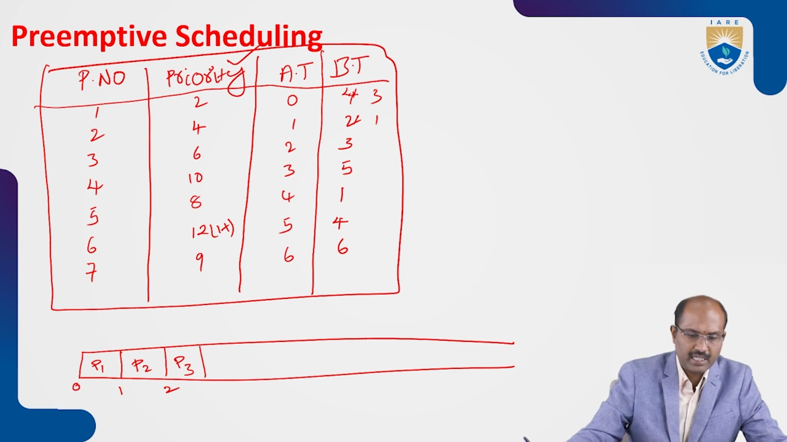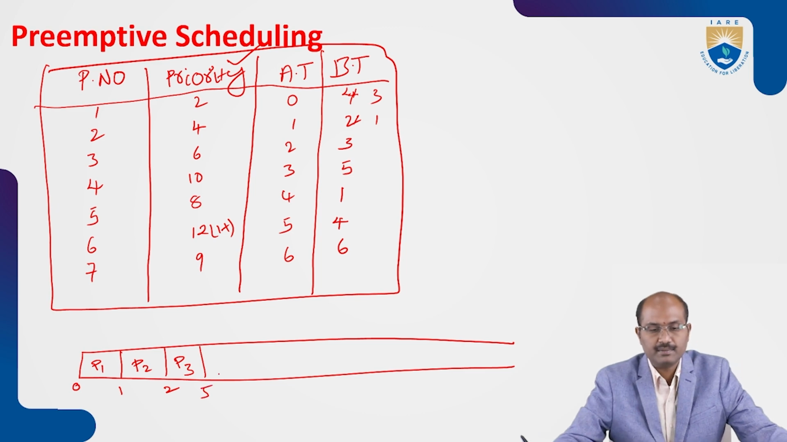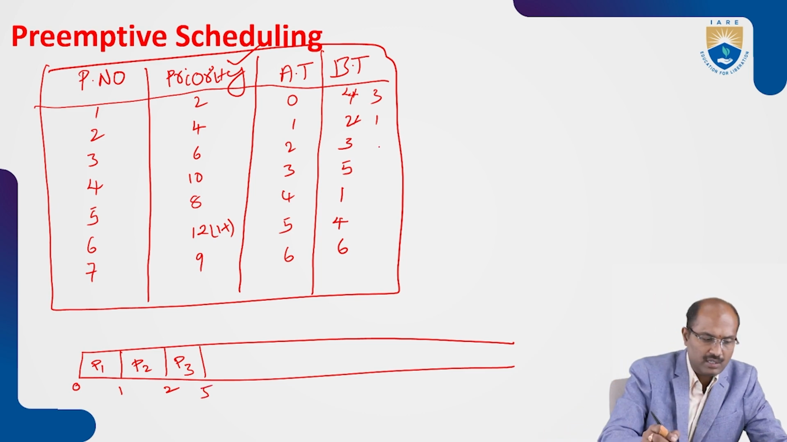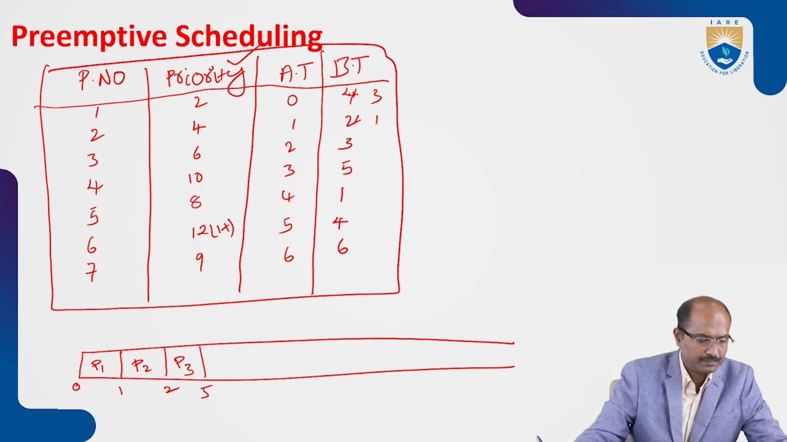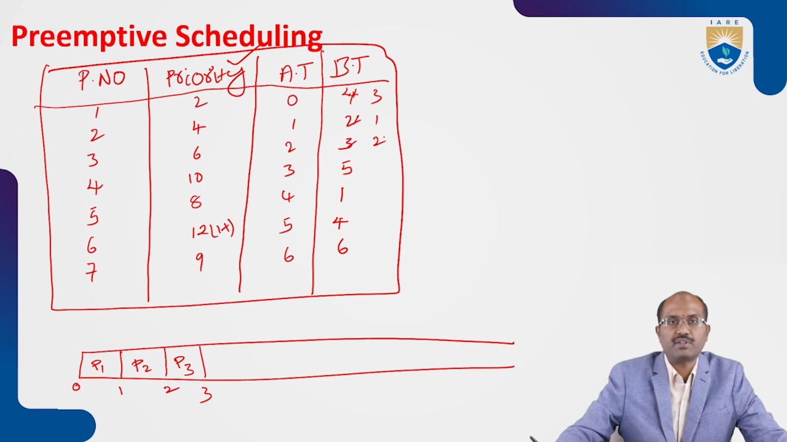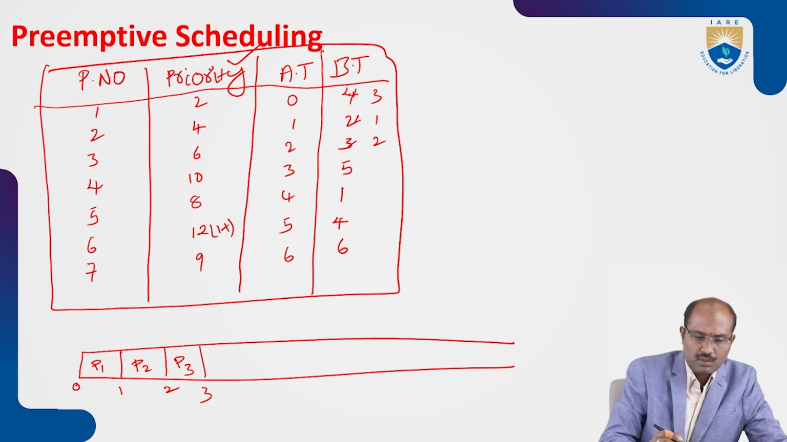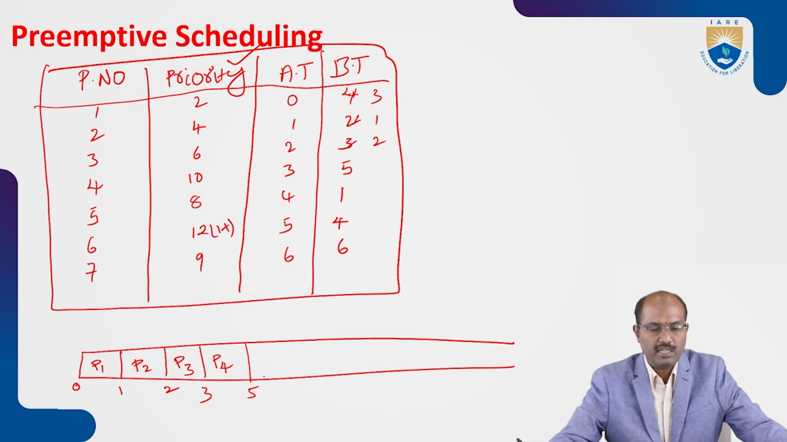P3 completed, because we consider arrival times up to 5. Let me take again 1 unit of time, so it is 3 units of time, and the remaining time is 2 units. At arrival time 3, P4 enters the CPU and executes up to 5 units of time.